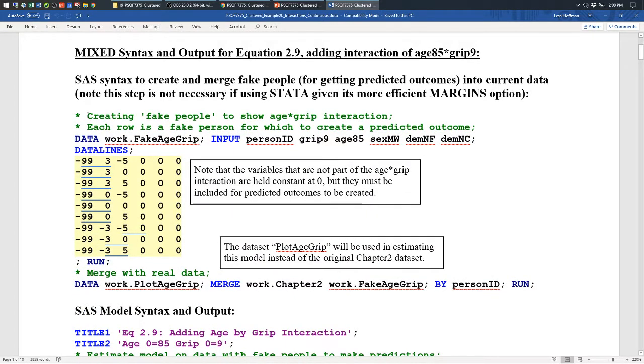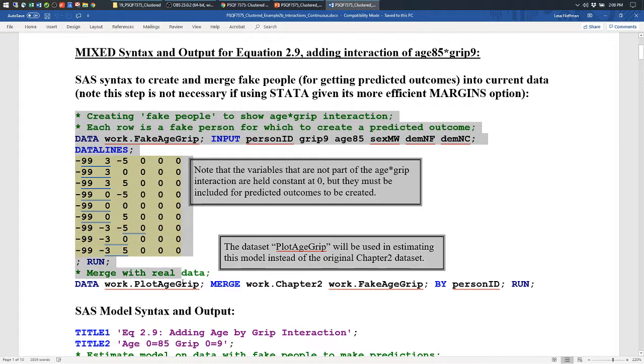One thing that Stata does really well, that SAS does less well, is this idea of margins. You can ask for predicted values over a range. SAS does not allow you to do that very efficiently, and so I have created a workaround here that I called fake people. So whenever you know in advance that you're going to want to make predictions out of your data set, such as for making plots, which are probably the easiest way to depict what an interaction looks like, one way to do that is to create fake cases in your data set that have the values of the predictor that you want to plot.